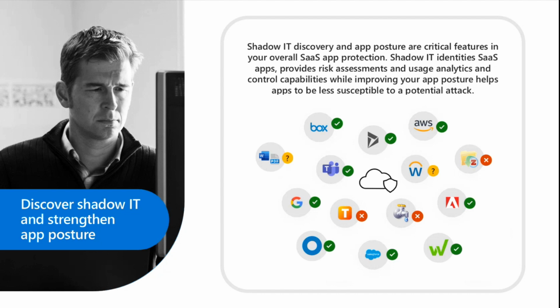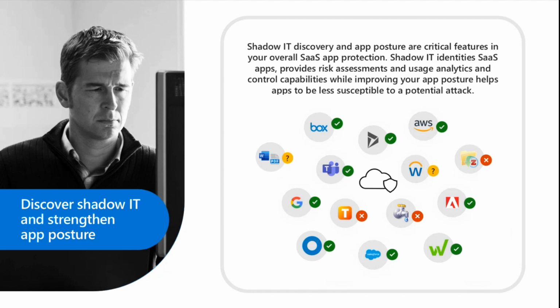So that's what we call shadow IT, and shadow IT discovery and app posture knowledge is critical for your overall SaaS application protection, right? Because shadow IT will allow you to identify the SaaS apps. Once it does the discovery, it will then do risk assessment and give you usage analytics: how much is getting used, who is using it, which devices are using it.